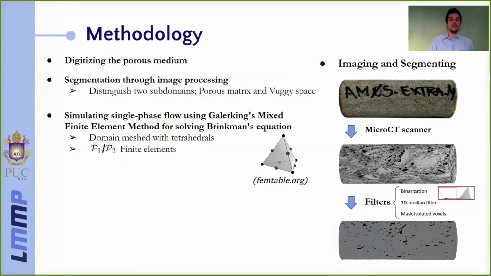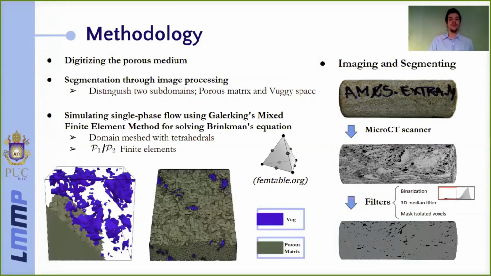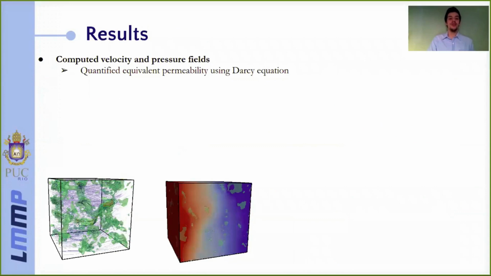The domain is meshed with tetrahedrons and discretized with linear and quadratic Lagrangian elements for the pressure and velocity fields. The volumetric mesh generated with tetrahedrons are unstructured, and the subdomains within the mesh are defined according to the final binary segmented image. Now I'm going to briefly describe the achieved results.